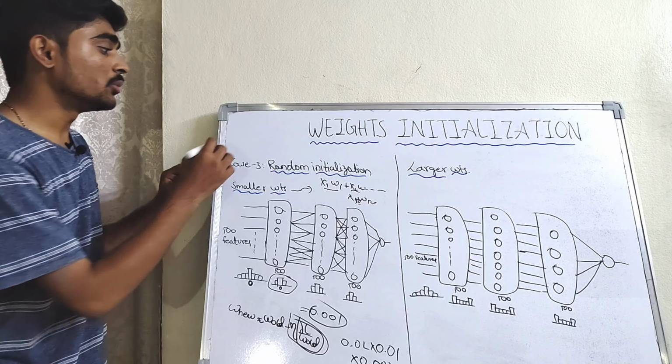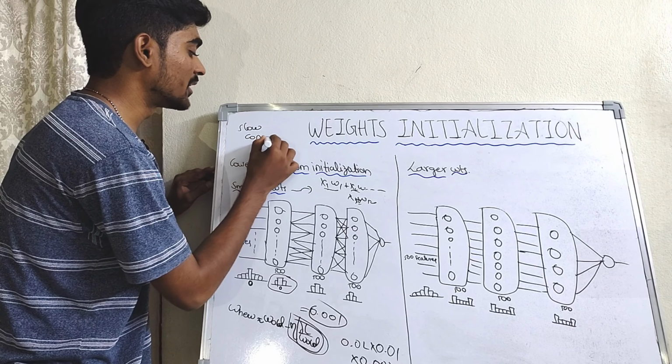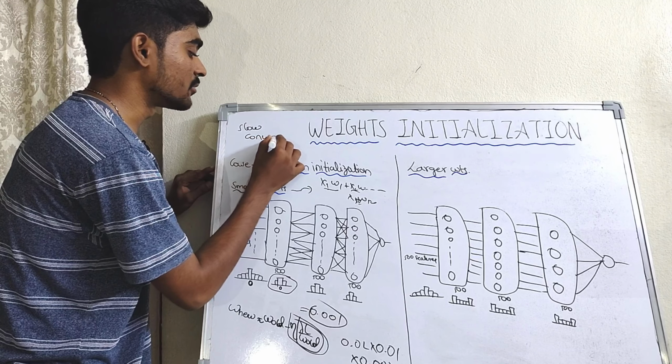In case of relu activation function, we'll not be seeing the problem of vanishing gradient, but we'll be facing the problem of slower convergence. Okay, this is the case with smaller weights. Now let's discuss our second case where we initialize larger weights.